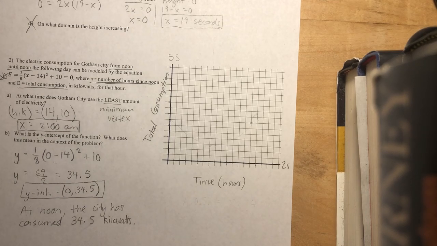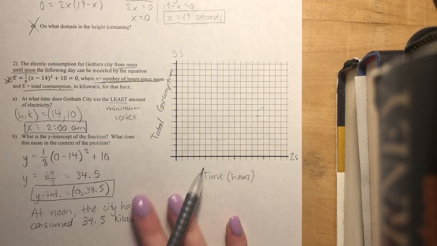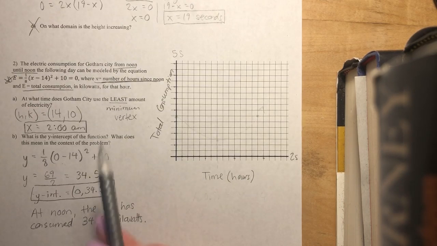So we're almost done with this problem. Now we just want to graph our function. So we're given some pretty key points here. We have our y-intercept, and we also have our vertex.